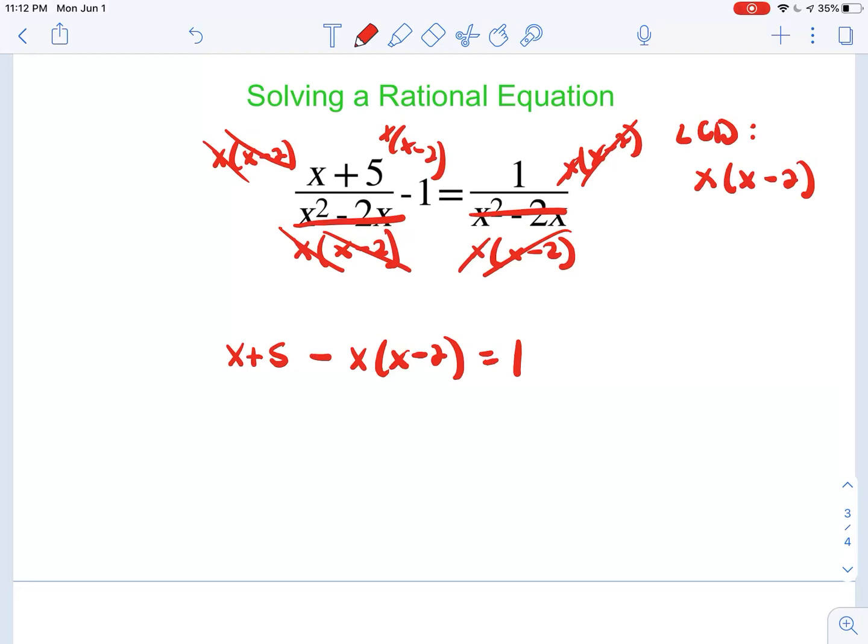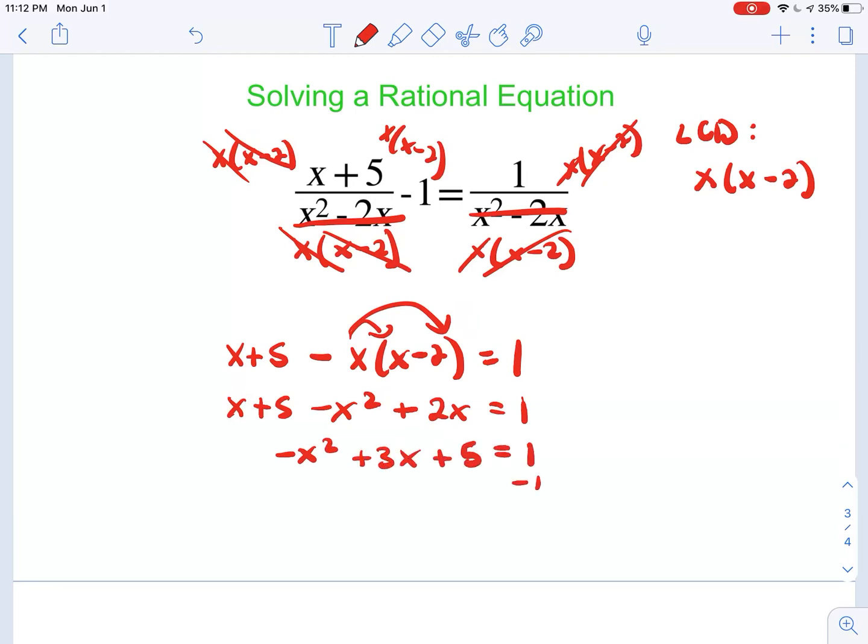All right, so now we have to simplify. So I'm going to distribute my x. So I get x plus 5 minus x squared plus 2x. Not equal to 0, equal to 1. And I see that I have a quadratic. So because it's a quadratic, what I'm going to do is I'm going to set it equal to 0 and put it in standard form. So I combine my like terms and I get 3x plus 5 is equal to 1. I bring this 1 over and I get minus x squared minus 3x plus 4 is equal to 0.